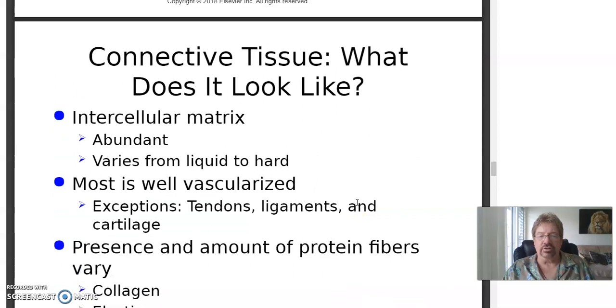Connective tissue, what does it look like? Well, the extracellular matrix. It's abundant and it varies from liquid to hard. Most connective tissue is well vascularized, which means it has a lot of blood flow, a lot of blood supply.